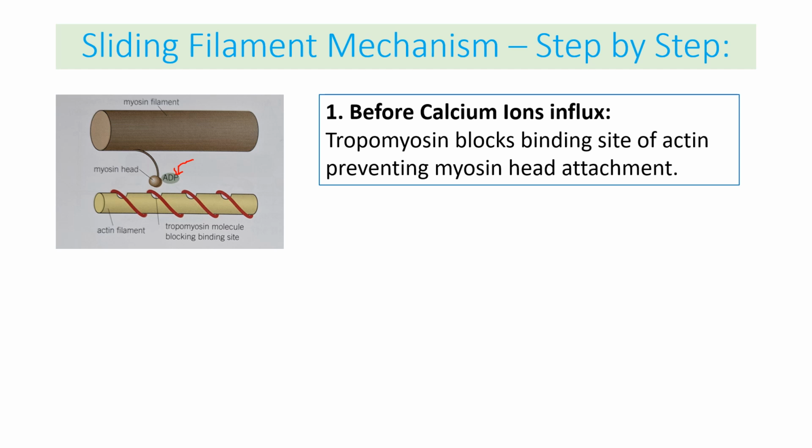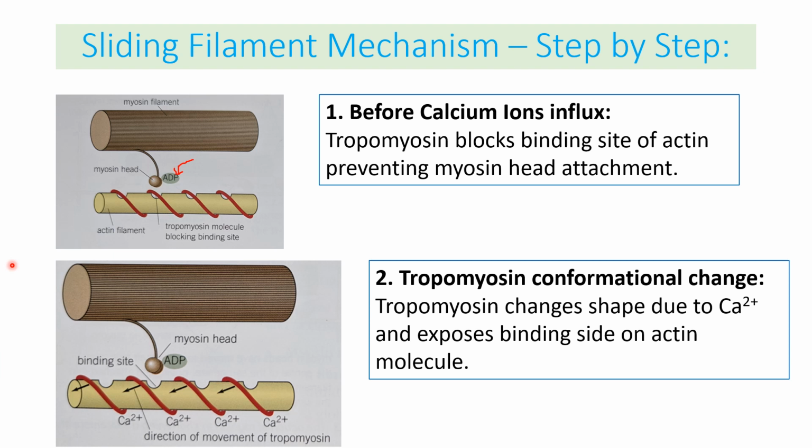So let's move forward. From what we just talked about with the neuromuscular junction, calcium ions arrive, and the calcium ions cause the tropomyosin, which is the red bead-like string wrapped around the actin, to have a conformational change. So it changes the shape of the tropomyosin. Due to the calcium ions, that causes the binding site on the actin molecule to become exposed, which will then allow the myosin head to attach to the actin molecule.